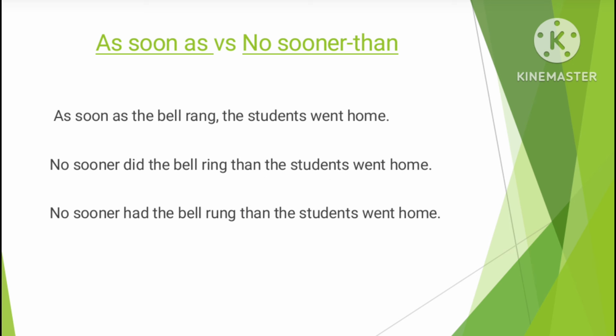No sooner did the bell ring. Here you should not get confused about did the bell ring. It's like a question, but here we are not asking a question. It is a part of the sentence. So, no sooner plus did plus subject. The subject is the bell, plus again you got V1, ring. If you know, rang is equal to did plus ring. Ring is the V1 of rang. So, no sooner did the bell ring than the students went home.